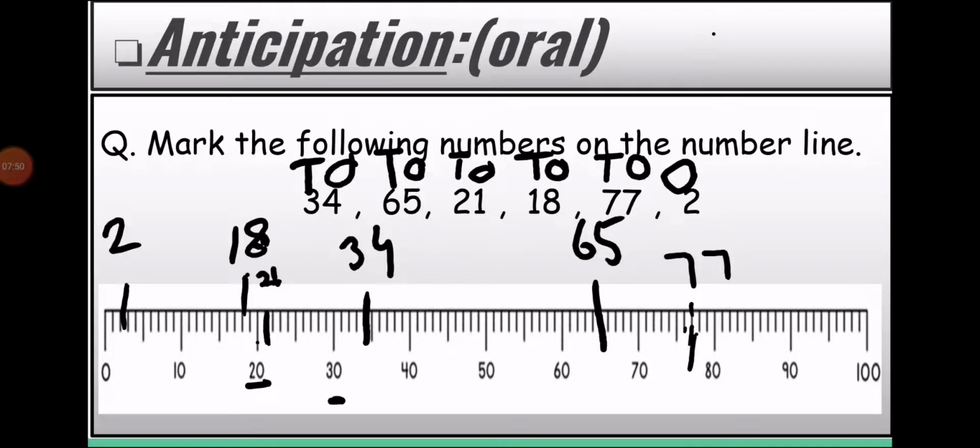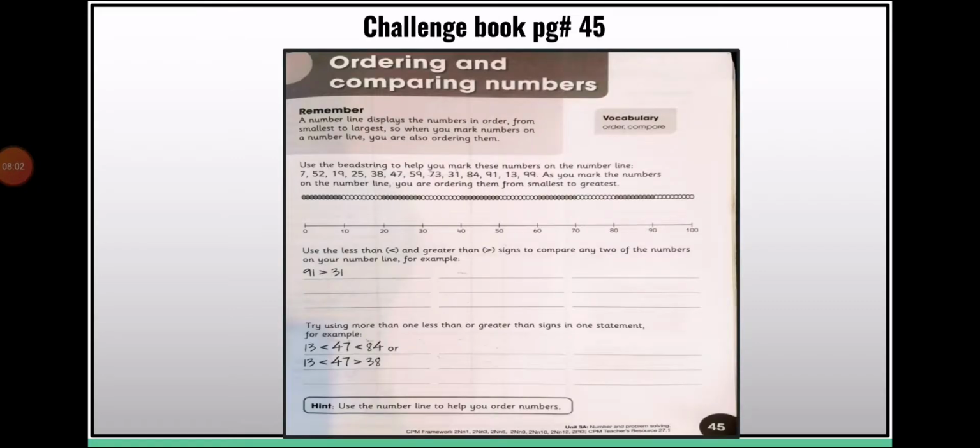Now we are moving towards our day and date slide. Today is Thursday. On the extreme left top, you will write Thursday. In the center, classwork, and on the extreme right top, you will write 27th May, 2021. Today's date. And you write your day and date on challenge book page number 45.